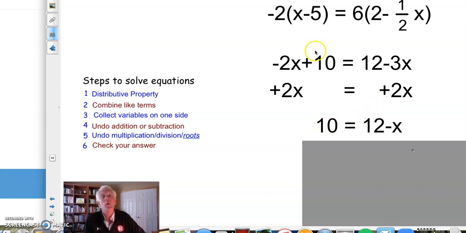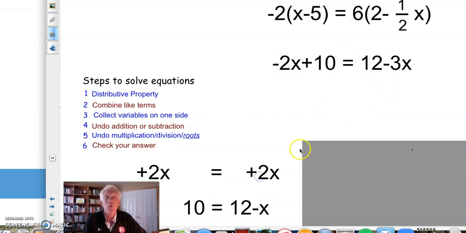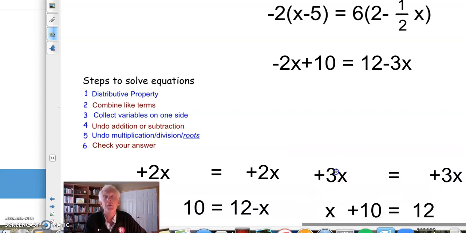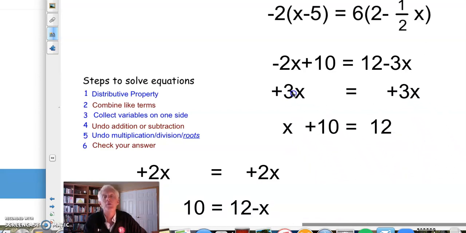So that's one way it will work. You will get negative 2 as your answer by subtracting 2x from both sides. Or another way, which is perfectly acceptable, and if you can think ahead, it might even be easier for some, is you could add 3x to both sides. You will get the same answer.